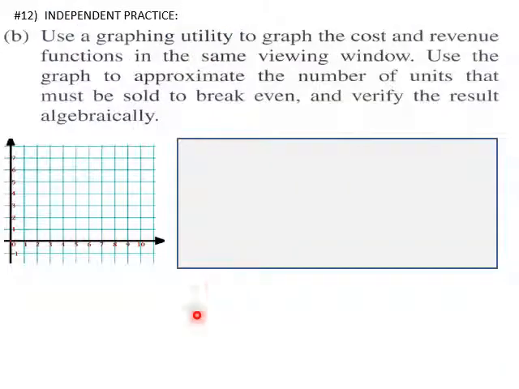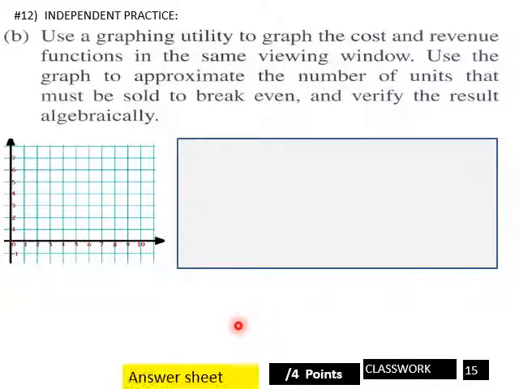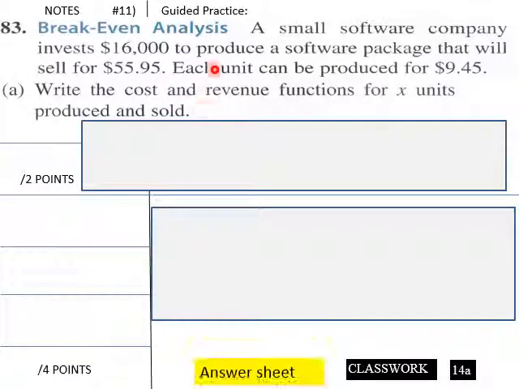Okay, let's try one. Here is our problem that will be on your classwork sheet. To solve our break-even analysis guided practice problem, a small software company invests $16,000 to produce a software package that will sell for $55.95. Each unit can be produced for $9.45. Write the cost and revenue functions for x units produced and sold.